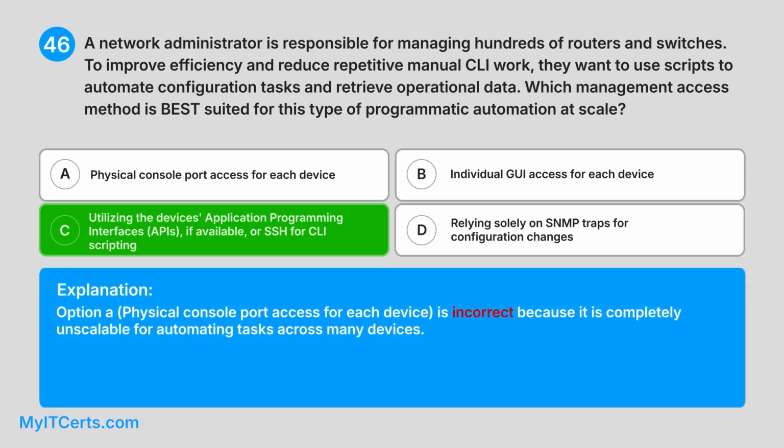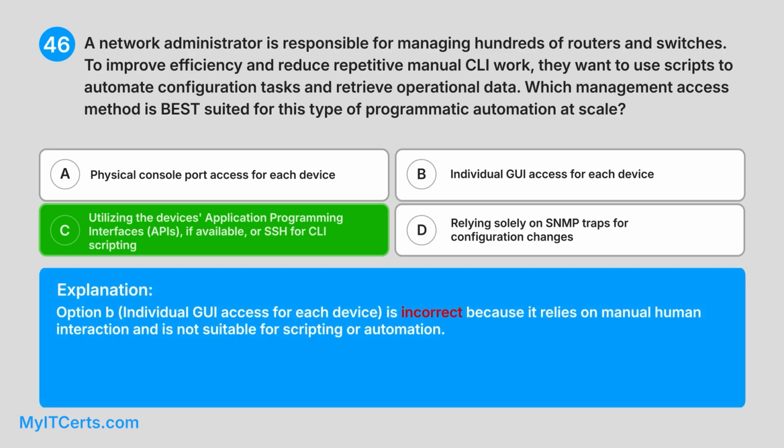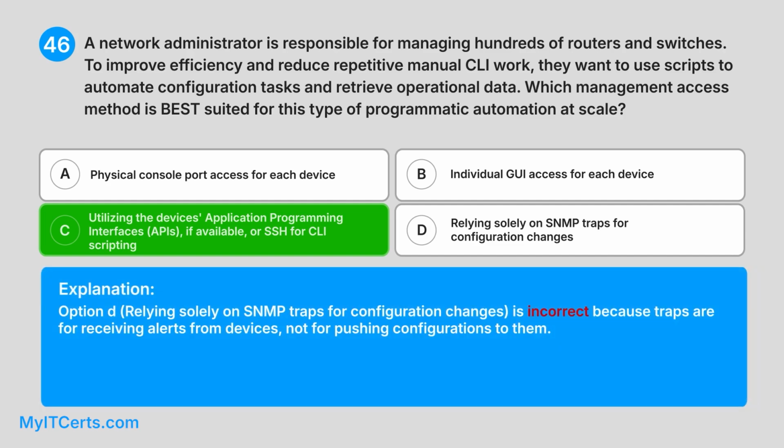Option A, physical console port access for each device, is incorrect because it is completely unscalable for automating tasks across many devices. Option B, individual GUI access for each device, is incorrect because it relies on manual human interaction and is not suitable for scripting or automation. Option D, relying solely on SNMP traps for configuration changes, is incorrect because traps are for receiving alerts from devices, not for pushing configurations to them.